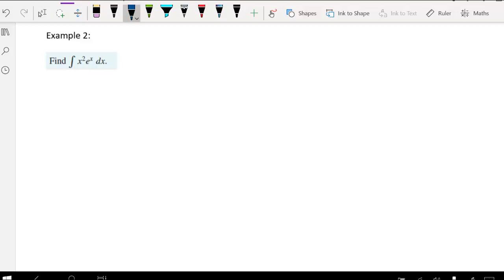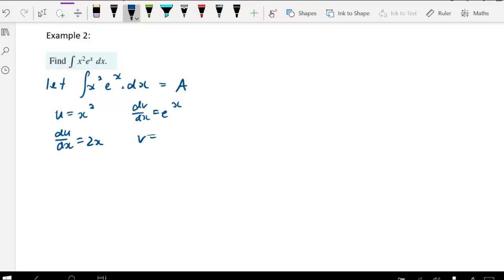So I'm actually going to start by saying let the integral of x squared e to the power of x dx equal A. So that means we can let the integral equal A for the whole process. It makes it easier at the end. In this sense, we've got a polynomial and an exponential, so it makes sense that the polynomial is u, and the exponential dv/dx is e to the power of x. Now du/dx will be 2x, and v will be e to the power of x.